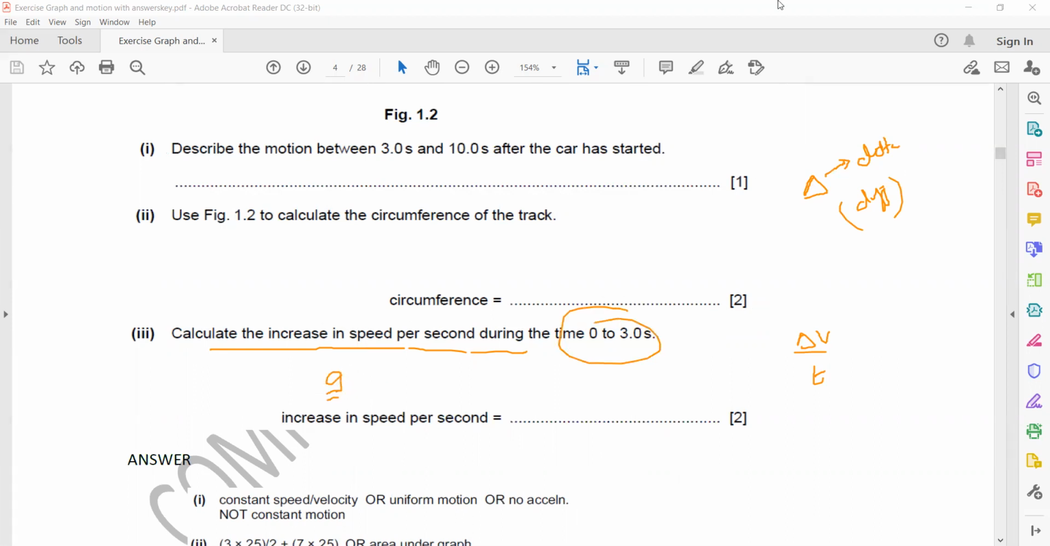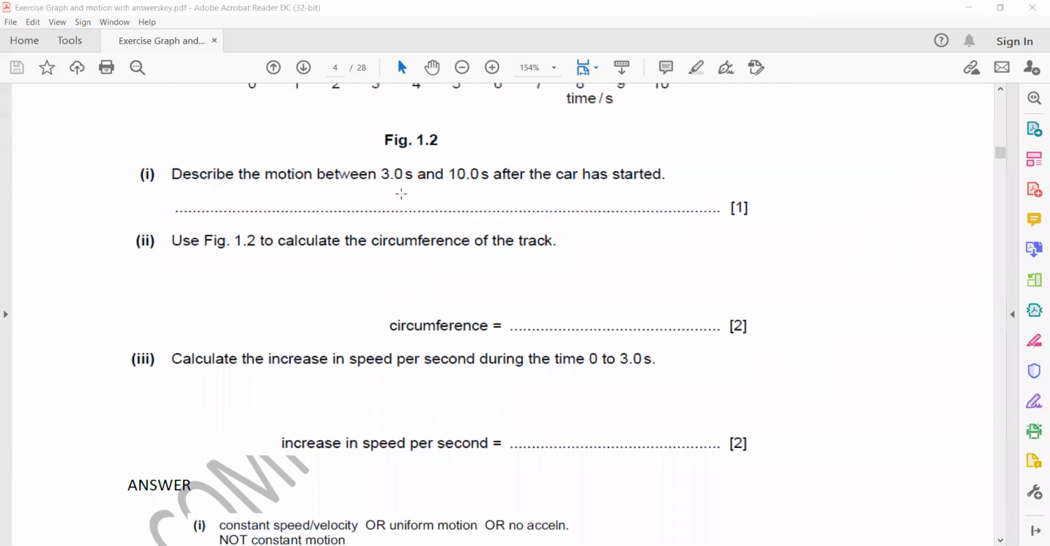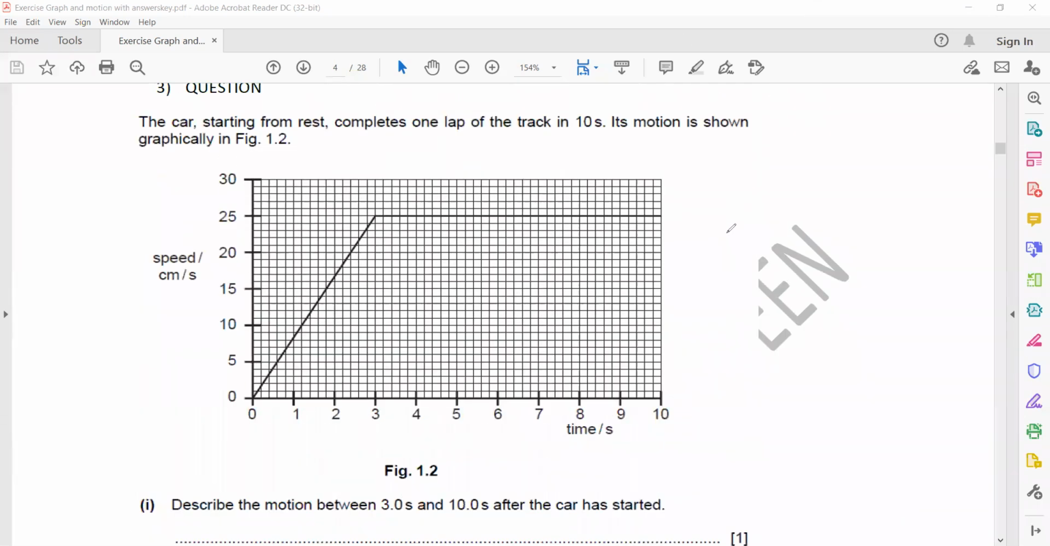to 3 seconds. And it is a straight line from 0 to 3 seconds. So for a straight line, we don't have to draw the tangent. We will use the formula, in which the acceleration is the change in the velocity divided by time. So the final velocity is 25, the initial velocity is 0, and the time interval is 3 seconds. So the change in the velocity is 25 minus 0, divided by 3.